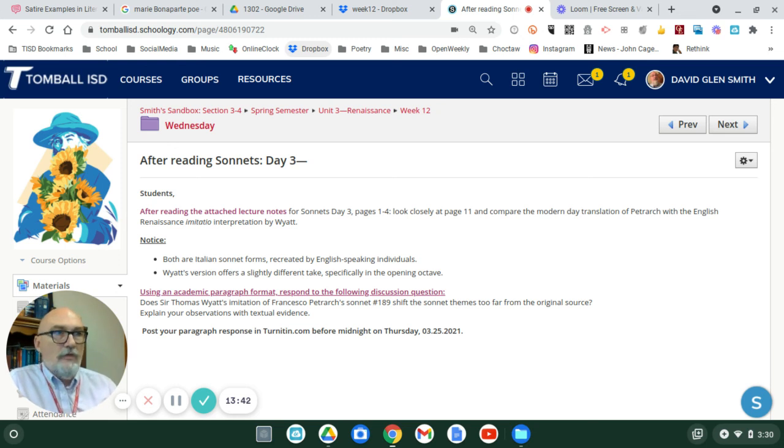Okay? Don't forget your topic sentence has to mention the material that you are discussing. So in this particular case, you're mentioning you got a Petrarch sonnet, you have an English modern translation, and you have a Wyatt imitatio version. That information would have to be expressed in the topic sentence. And you have to be sure you're keeping your evidence clear. Okay?